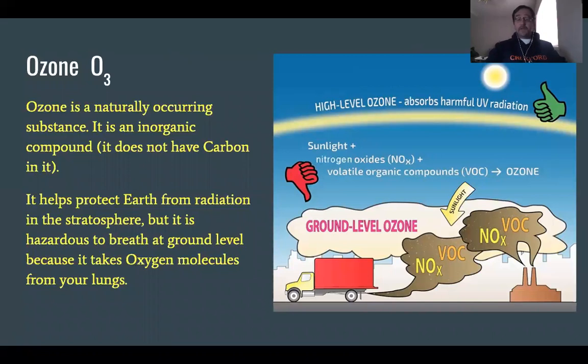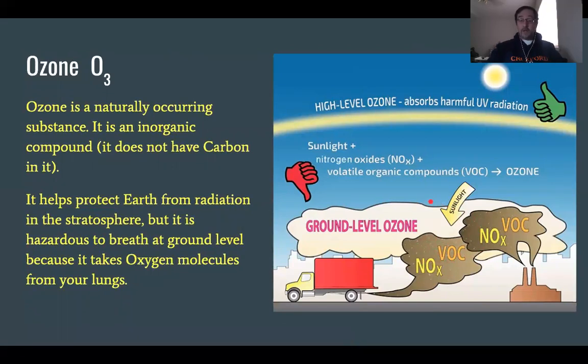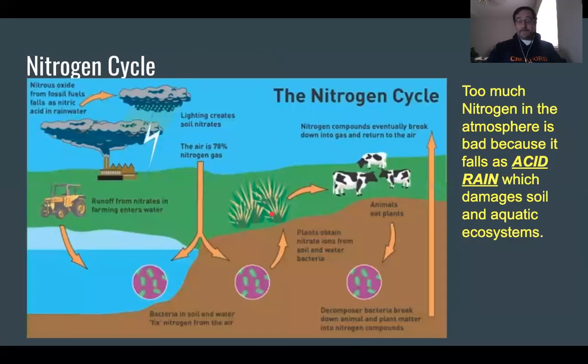Now, ground level ozone is caused by 2 things mixing together: smog and sunlight. Smog is just air pollution caused specifically from the burning of fossil fuels. So we have nitrogen dioxide and VOCs, volatile organic compounds, which basically just means things that evaporate really quickly. They mix together with sunlight at ground level and it creates smog, but it also creates that dangerous O3, that ground level ozone, which steals oxygen from your body.